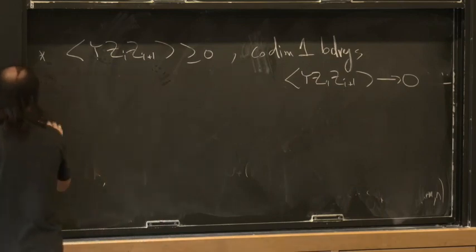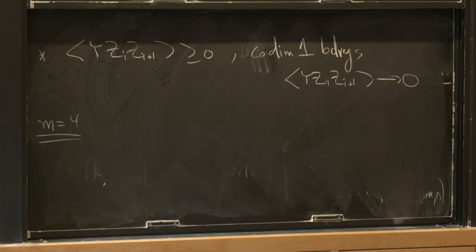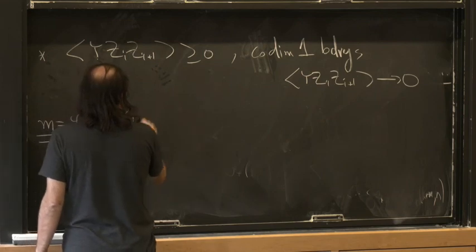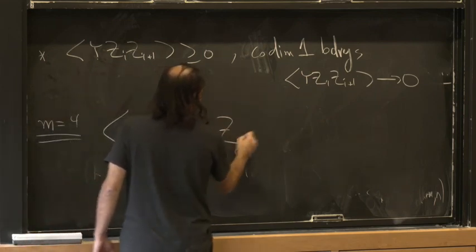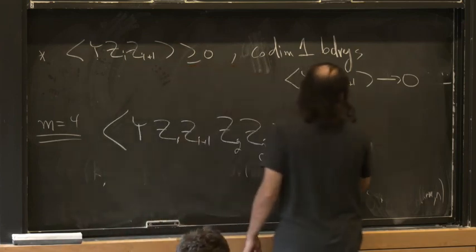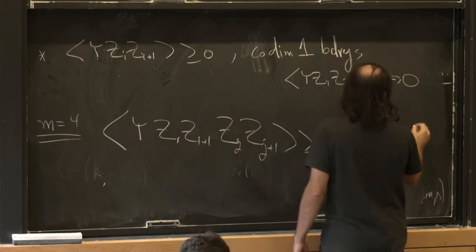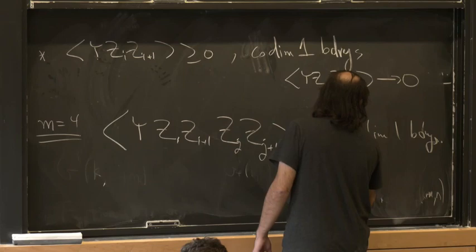So if I go to m equals 4, exactly the same argument applies, and you see how it mattered that the c's were positive here, and that the z's were positive. If I go to m equals 4, exactly the same argument tells me that y, zi plus 1, zj plus 1 is positive, and the codimension 1 boundaries are precisely when the same thing goes to 0.